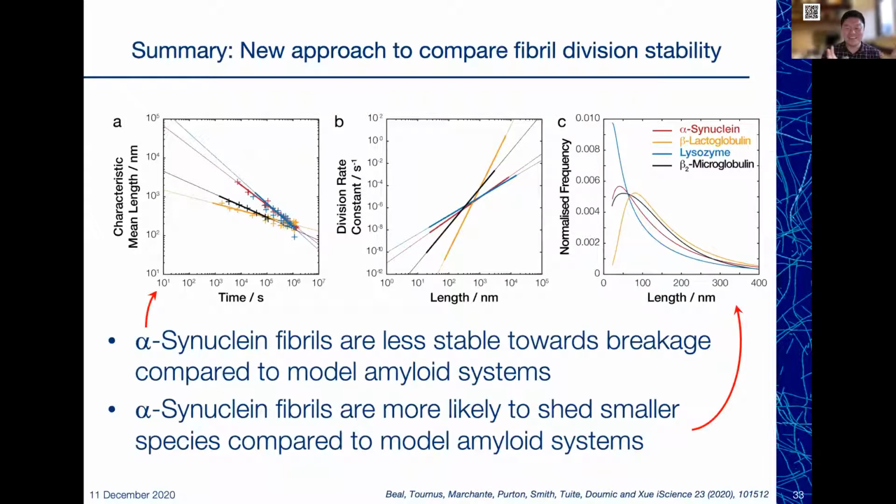Now this is the disease-associated system that we look at. It tends to be less stable toward breakage. So it breaks much more, if you consider the width of the filaments especially. And they are more likely to shed smaller particles from the fragmentation process. So if you look at the distribution, you tend to have more smaller particles.